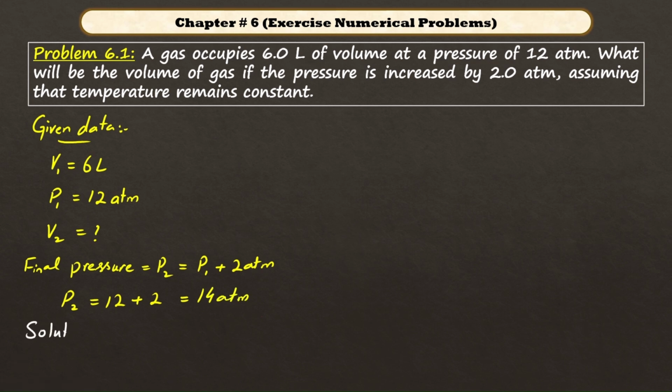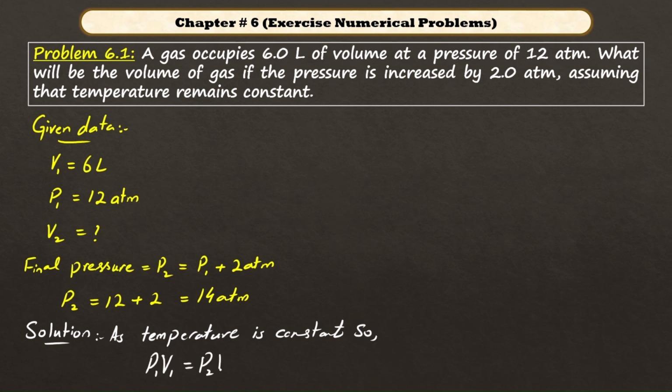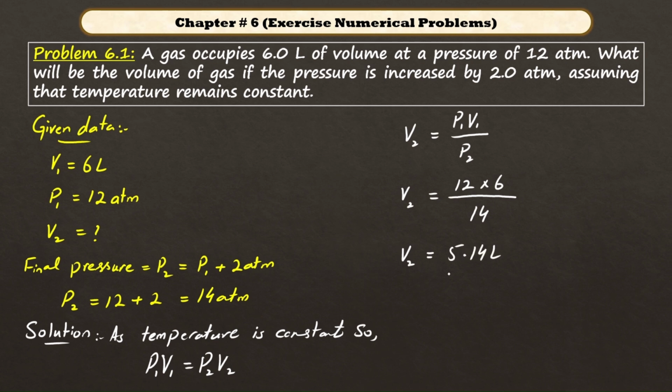Solution: as temperature is constant, so P1 V1 is equal to P2 V2. Separating V2, so V2 is equal to, by putting the values of P1, V1 and P2, it is equal to 5.14 liter.